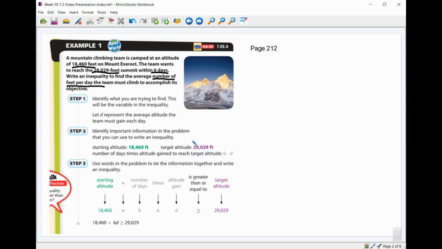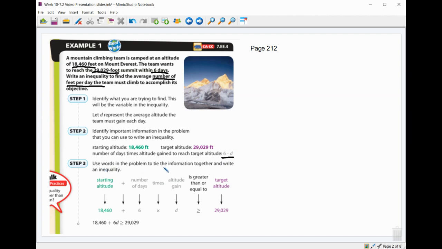They want to get to 29,029 feet. That's where they want to reach. So that's another important piece of information. And then the number of days times the altitude gained. Since we named d to represent the average altitude the team must gain every day, and they will be going for 6 days, if we multiply these two, we'll get 6 times d right here.